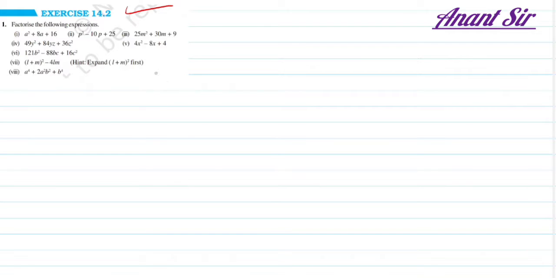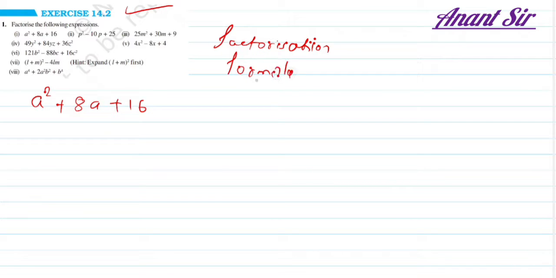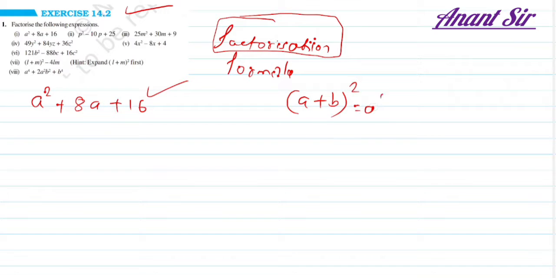First question. Here the first question we can solve using two methods actually, a square plus 8a plus 16. One is by using the factorization method and the other is using a formula. In this question we are going to solve it by using the formula, and I am going to tell you how we can solve it using the factorization method also later on. So we are going to use the formula a plus b whole square, a square plus 2ab plus b square.